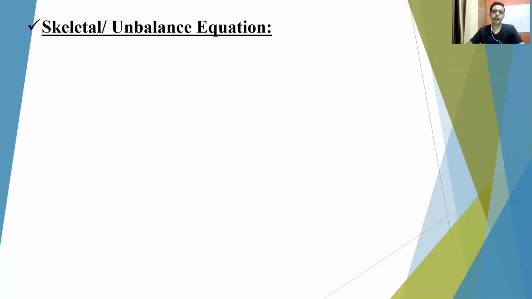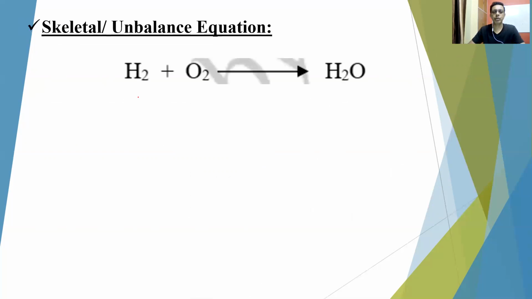Now let us go to skeletal and balanced chemical equations. First we'll talk about the skeletal or unbalanced chemical equation. In a skeletal equation like this, the atoms of different elements are not identical on both sides. See here, on the left-hand side we have 2 hydrogen atoms and 2 oxygen atoms, but on the right-hand side we have 2 hydrogen and 1 oxygen. So atoms of different elements are not identical on both sides. It's called a skeletal chemical equation or unbalanced chemical equation.